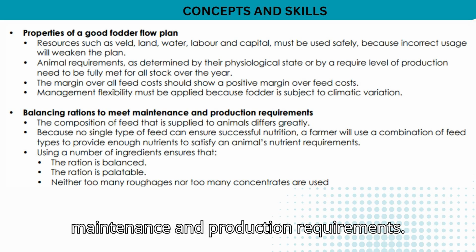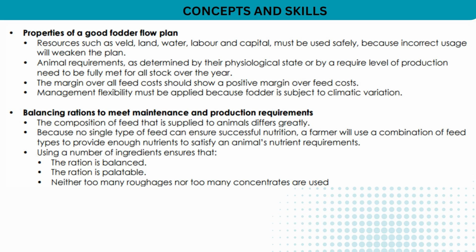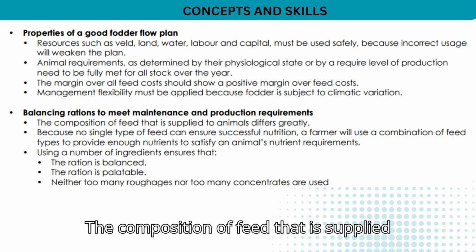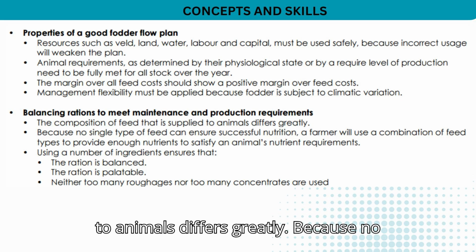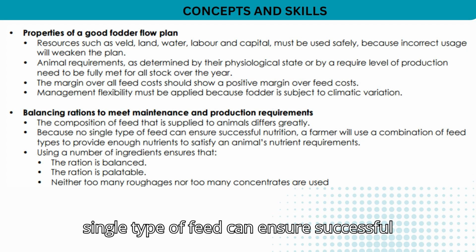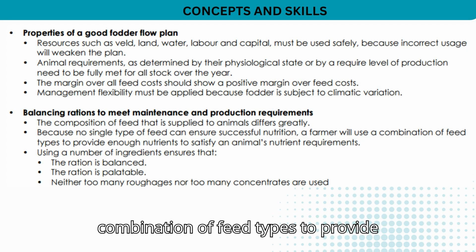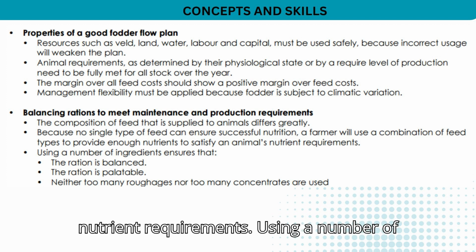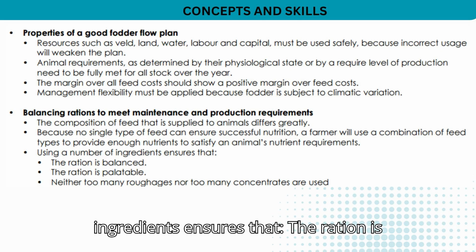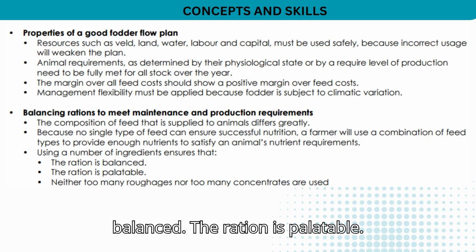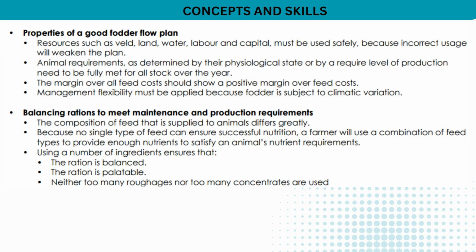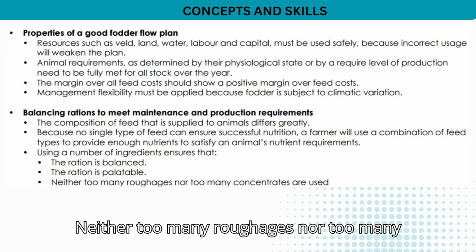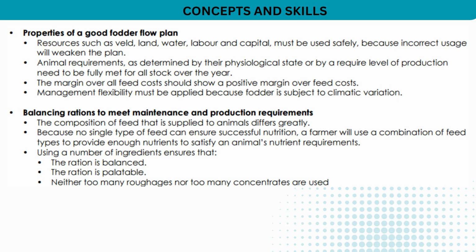Balancing rations to meet maintenance and production requirements. The composition of feed that is supplied to animals differs greatly. Because no single type of feed can ensure successful nutrition, a farmer will use a combination of feed types to provide enough nutrients to satisfy an animal's nutrient requirements. Using a number of ingredients ensures that the ration is balanced. The ration is palatable. Neither too many roughages nor too many concentrates are used.